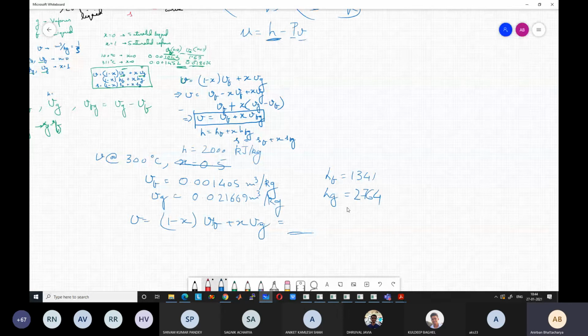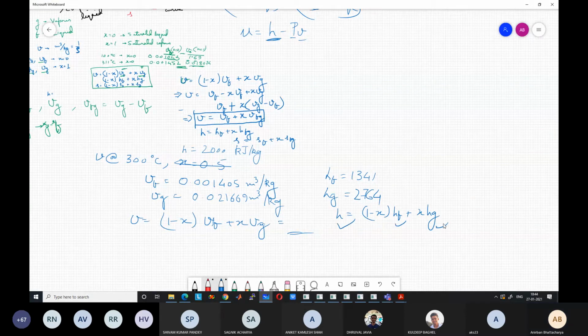Because you know Hf and Hg, and you know that H is equal to (1 minus X) Hf plus X Hg. H is given to you. Hf and Hg we have looked at the table. You can find out what is quality. Once you find the quality, you can then find the specific volume. Is this clear? Yes, sir.